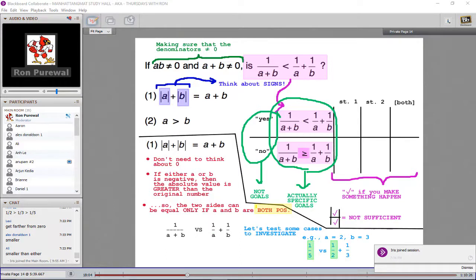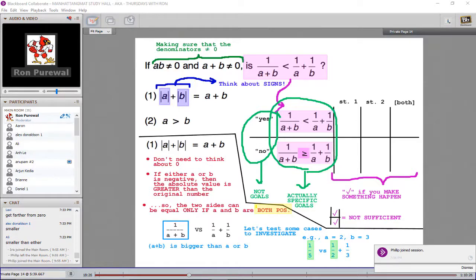Smiley face, if that makes sense. You don't even need to think about adding those 2 fractions on the right, because in fact, 1 over a plus b is going to be smaller than either of those individual fractions, because a plus b is bigger than a or b. So 1 over a plus b is going to be smaller than 1 over a or 1 over b.